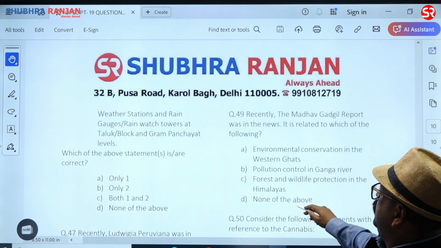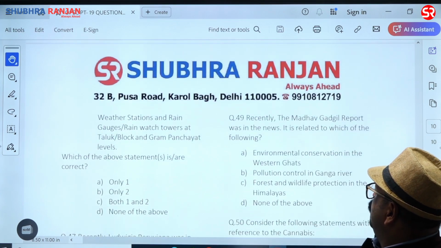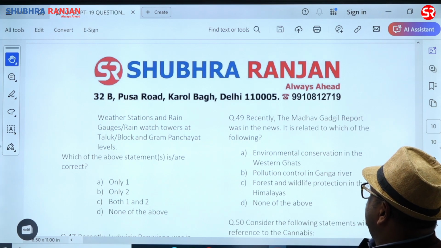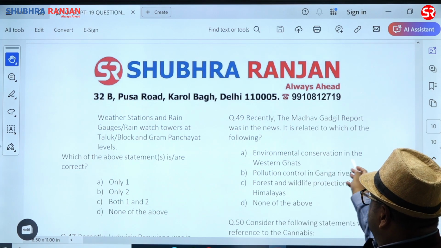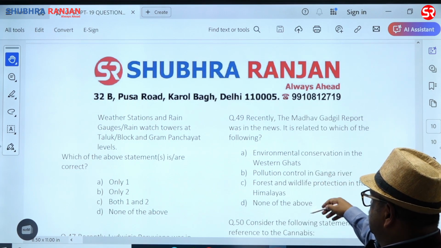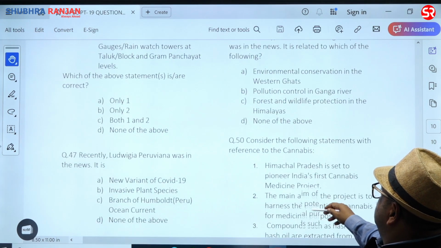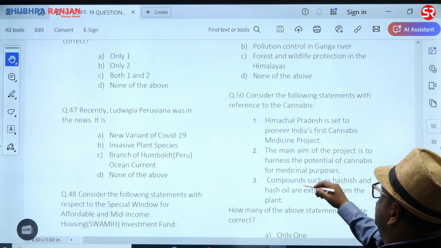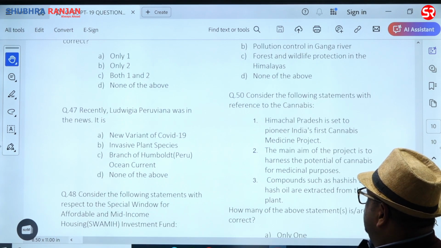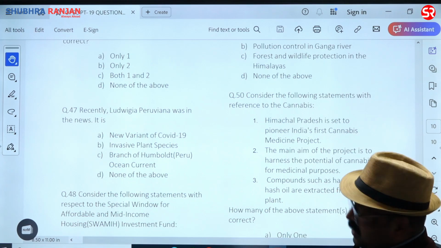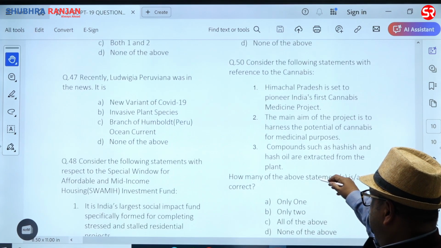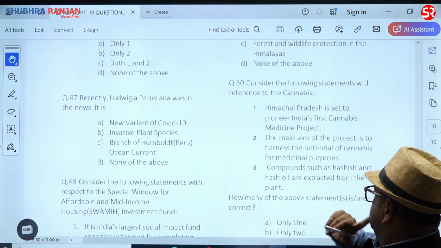Fine. 49. The Madhav Gadgil report was in news. बहुत पहले news में थी. It is related to environmental conservation of the Western Ghats. Answer is A. Consider the following statement with reference to the cannabis. भांग की बात होने जा रही है भाई. Answer B is correct.